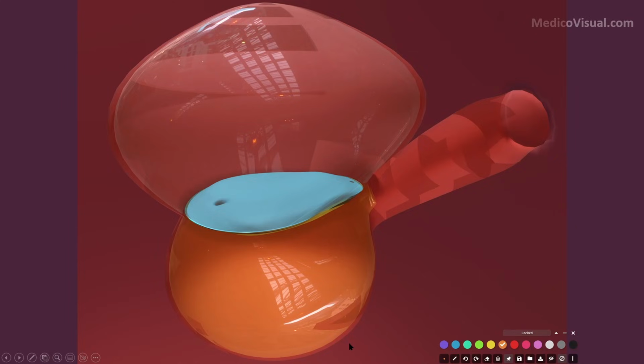Hello, I'm Dr. Aizaz from MedicoVisual.com, and in today's visual lecture, we will talk about the formation of urinary bladder.